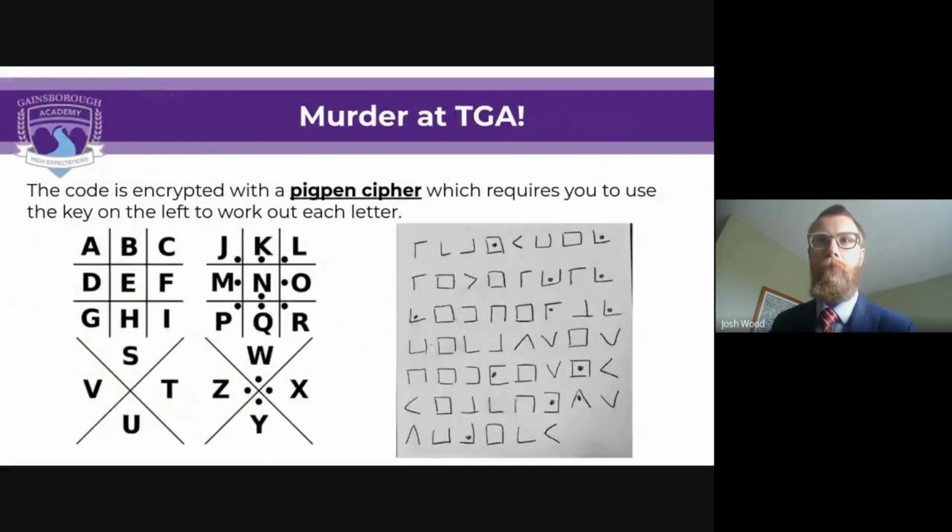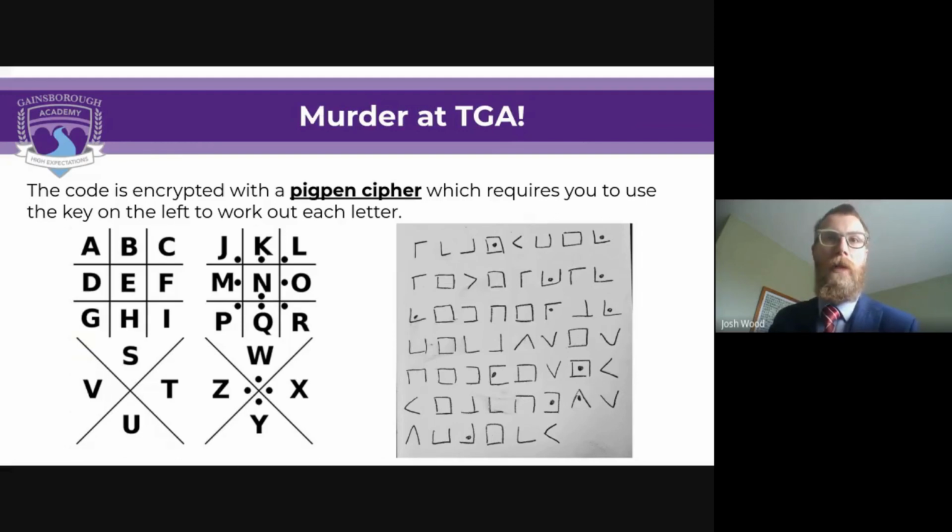So this is encrypted with something called a pigpen cipher, and it requires you to use the key on the left to work out what each letter is on the right-hand side. So as you can see, the first symbol in our code is like an upside down L, and that relates to the letter I. So if you look at the key on the left and you look at the letter I, you can see that around that letter is that shape that's in the top left-hand corner. It's like an upside down L.